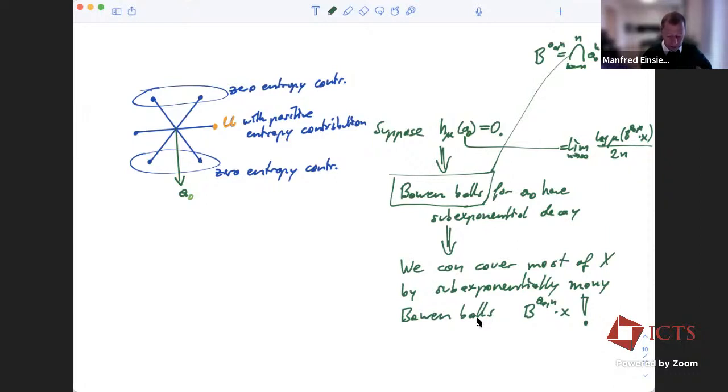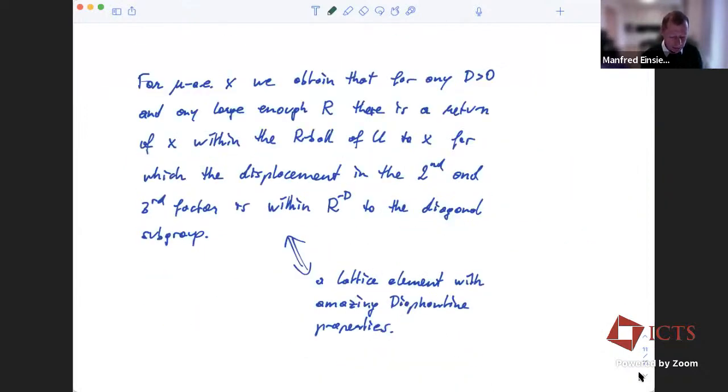Okay, so I can cover the space with these balls, and we get the following kind of statement, which is a version of this little proposition for the setup that I'm working with. For mu almost every x, we obtain that for any d, let's think of it as a degree or something, and any large enough capital R, that's after applying sort of a Borel-Cantelli argument, there is a return of x within the R ball of U to x, for which the displacement in the second and third factor is within R to the minus d of the diagonal subgroup.